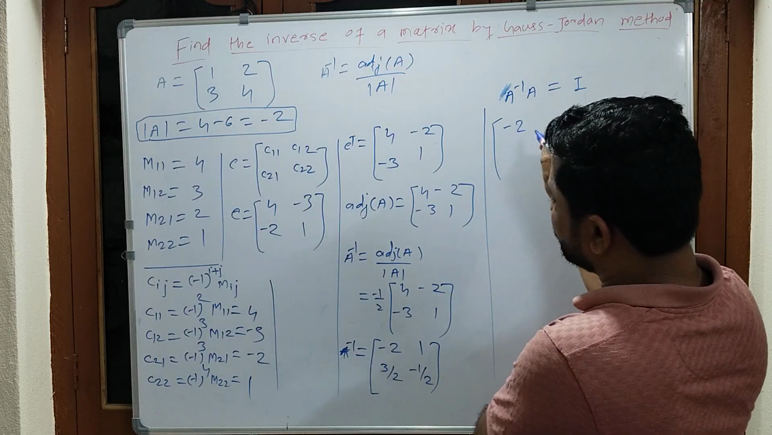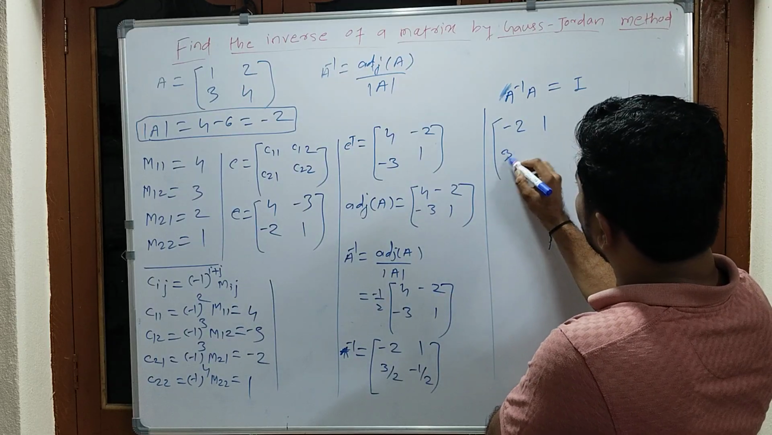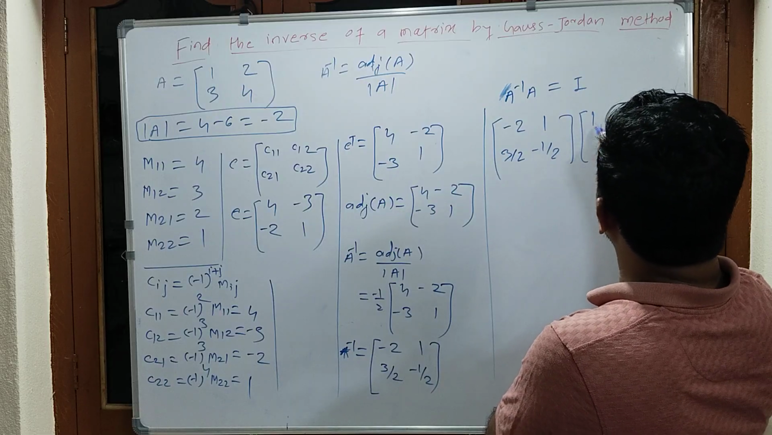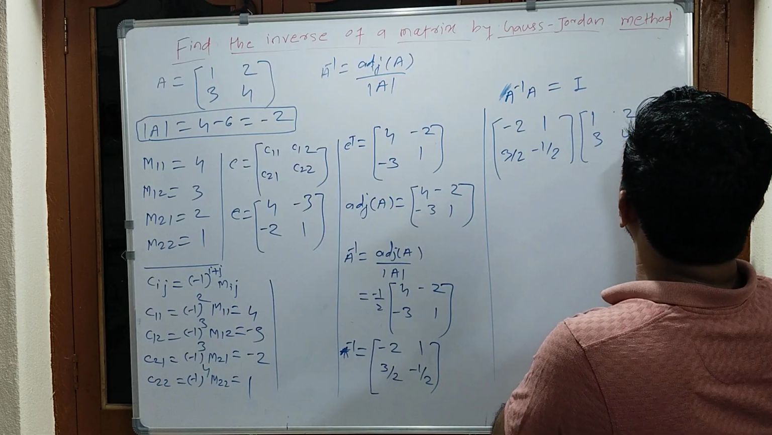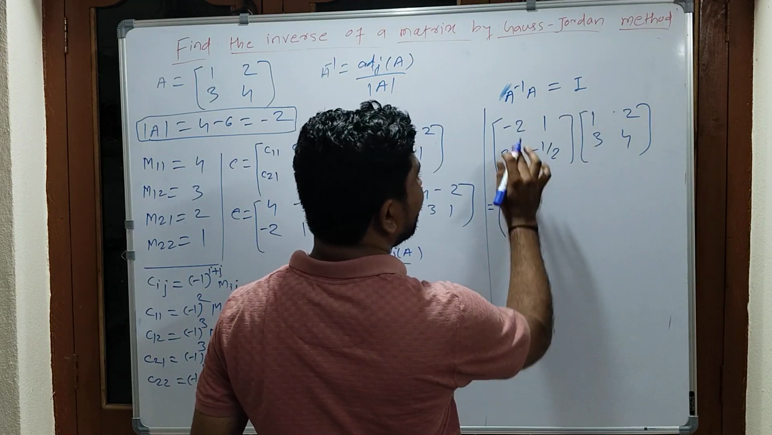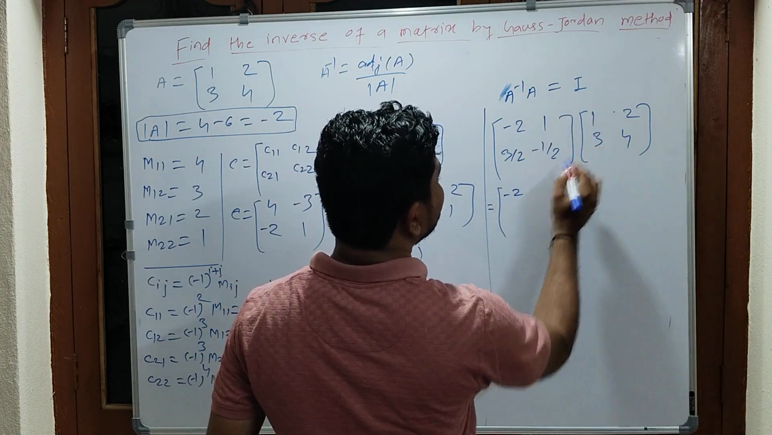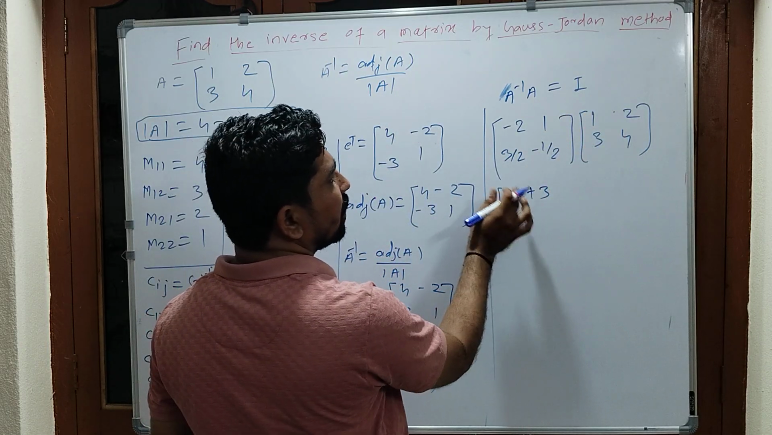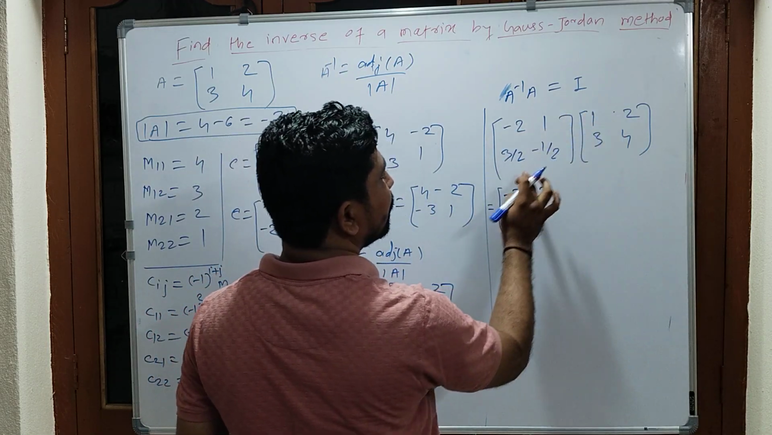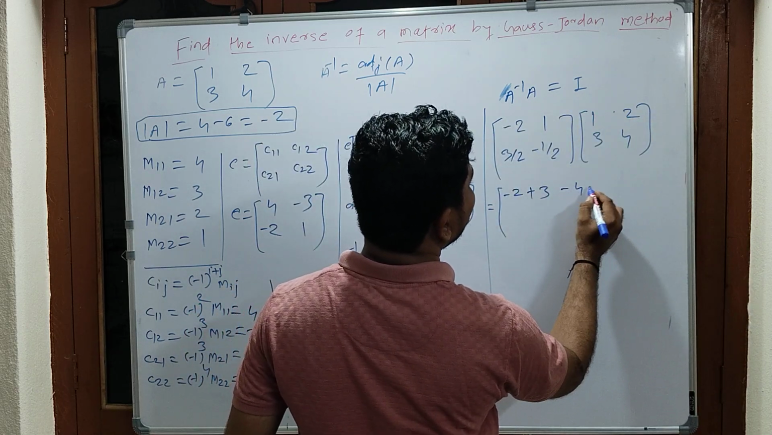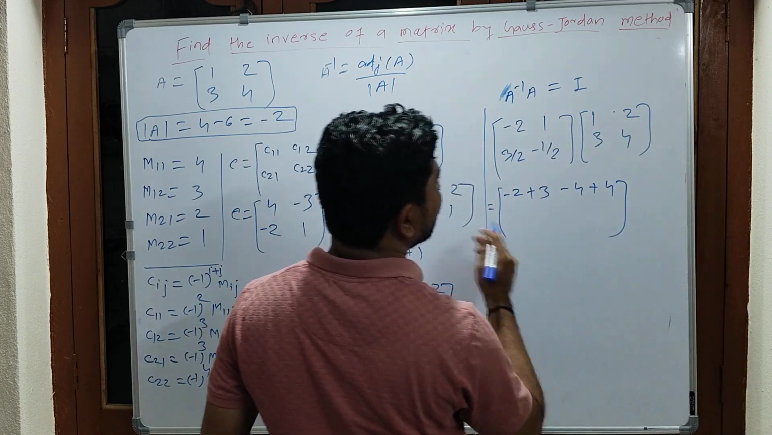Here I am taking -2, 1, 3 by 2, -1 by 2, and this is A, which is 1, 2, 3 and 4. Now check: first row, first column is this entry. First row means -2 into 1 plus 1 into 3. So -2, this is -4, this is +4.